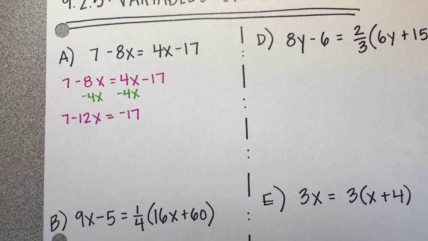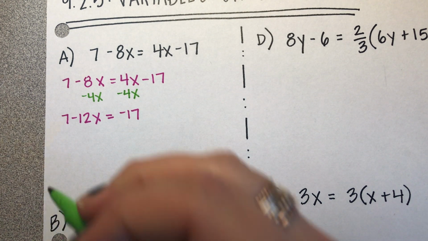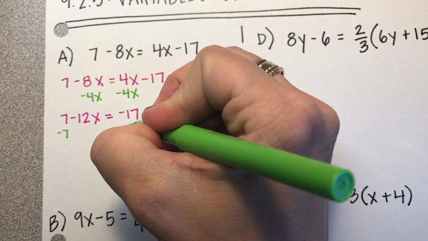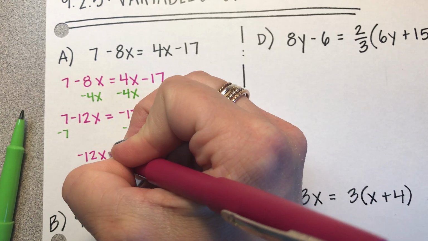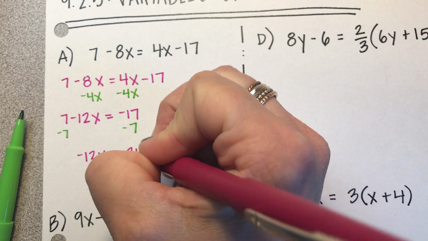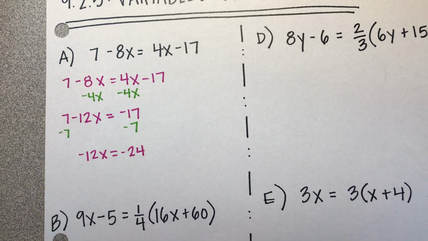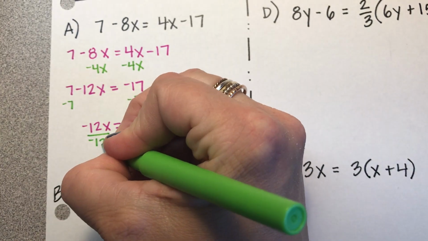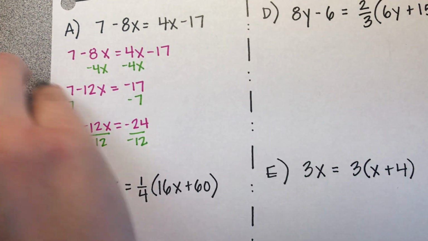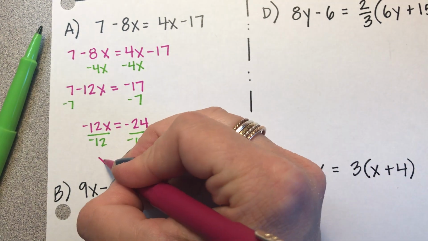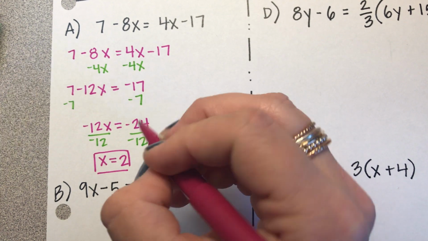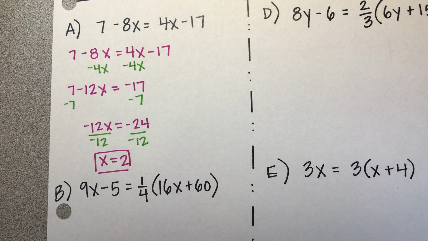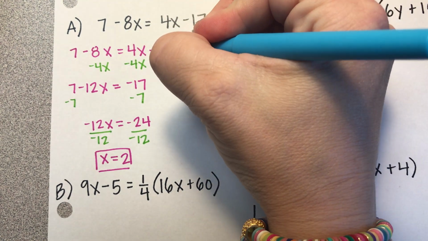Okay? And now it should just look like a regular two-step equation. I'm going to subtract 7 from both sides. So I get negative 12x equals negative 24. Then I'm going to divide both sides by negative 12. Negative 24 divided by negative 12 gives me x is positive 2. Okay, but watch what happens. Let's see if I can find another color. I'm going to do this.